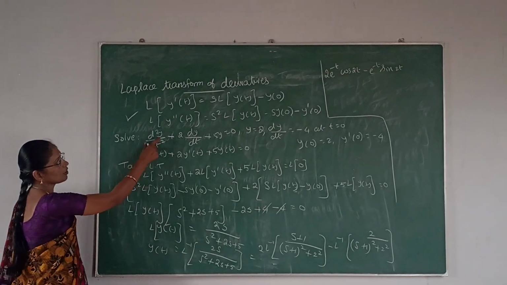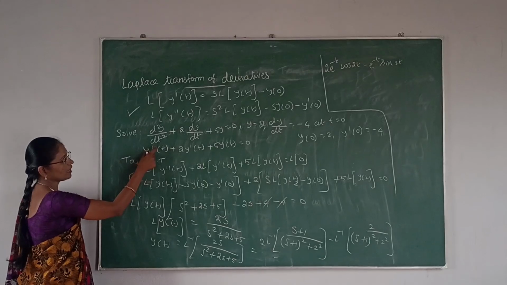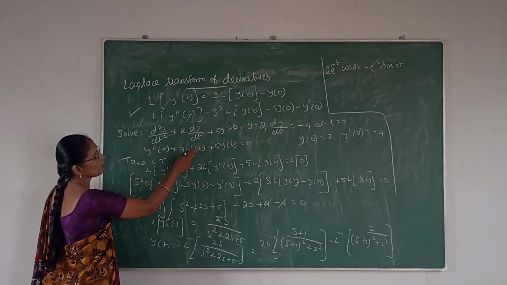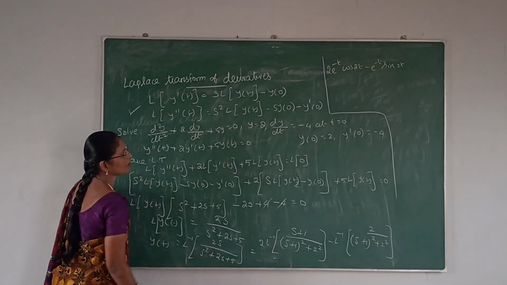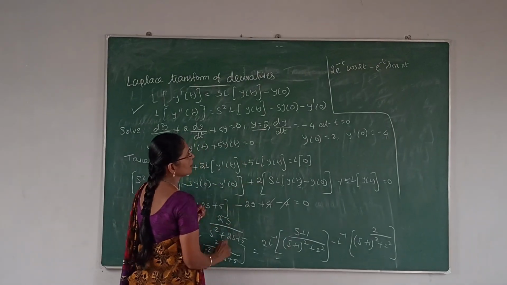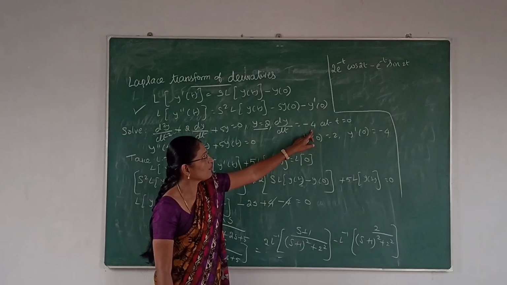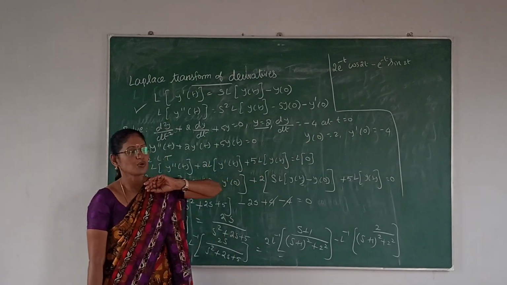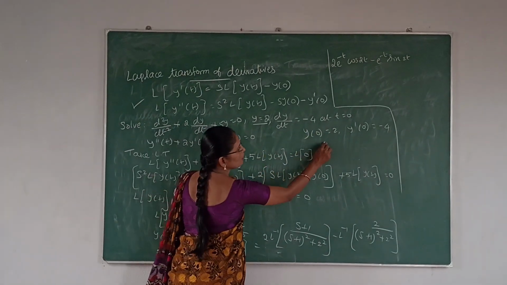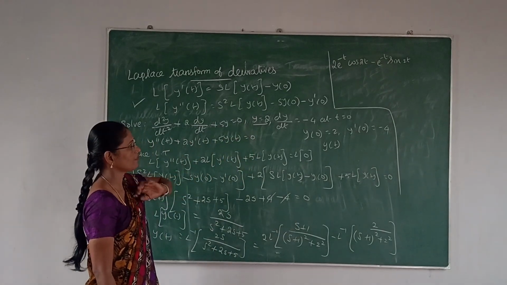Now, the differential equation is written as y double dash of t plus 2y dash of t plus 5y of t equals 0. Some boundary conditions are given: y equals 2, dy by dt equals minus 4 at t equals 0. So what's the meaning? We have y of t, the function we are going to find out finally.